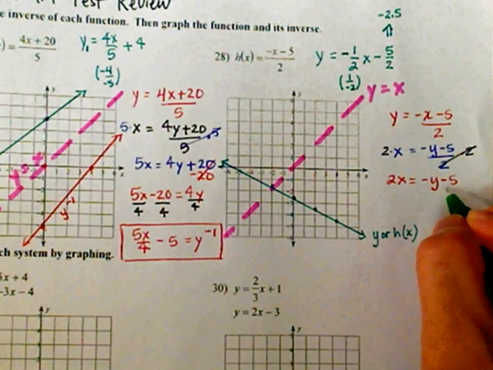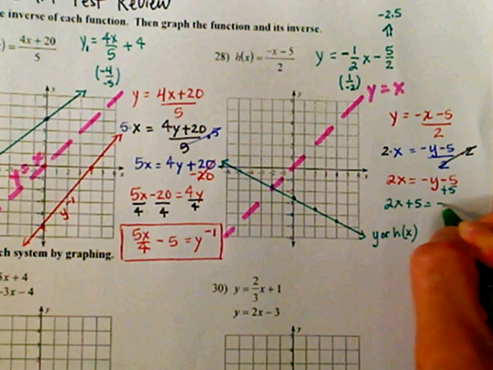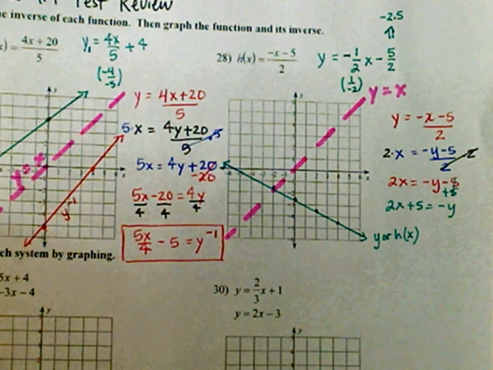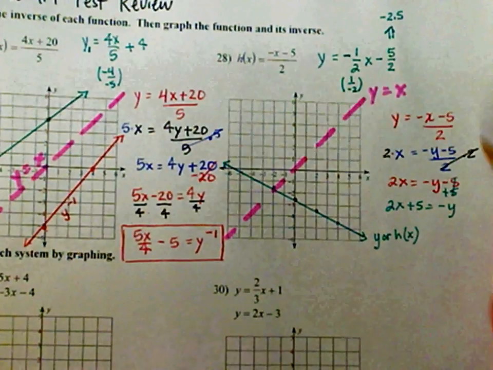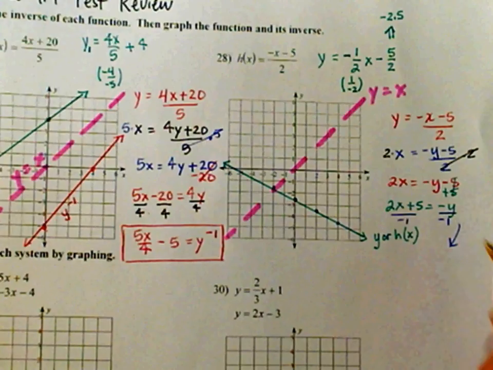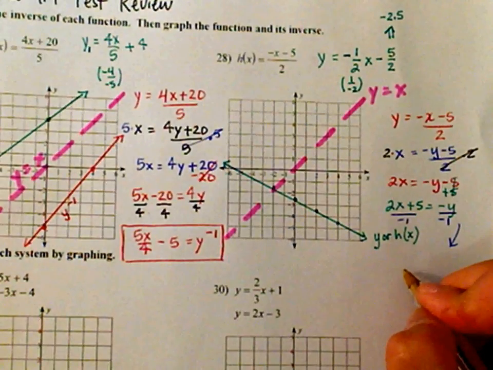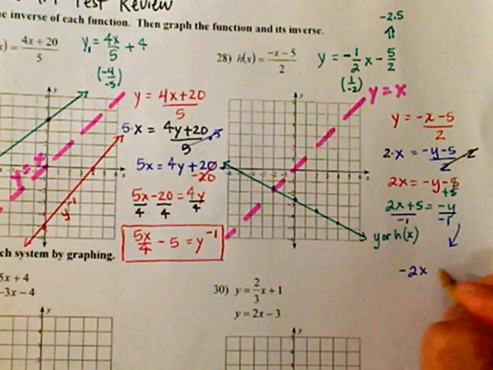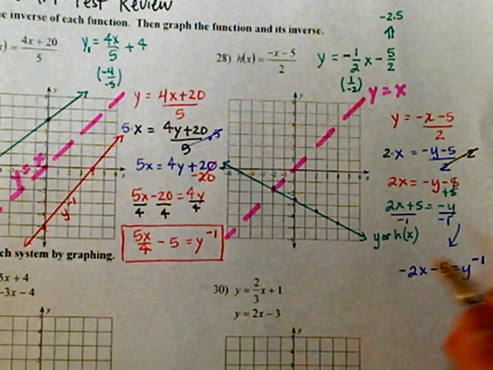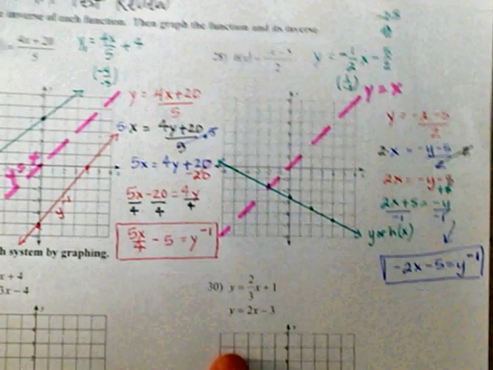You're going to add 5. What you do to one side, you do to the other. See how the 5 cancels? And then you are going to divide by a negative 1, all of it. I'm running out of room, so I'm going to continue down here. So you're going to have negative 2x minus 5 equals y. Add a negative 1 to show that it's an inverse. And there you have your new function, the inverse function.